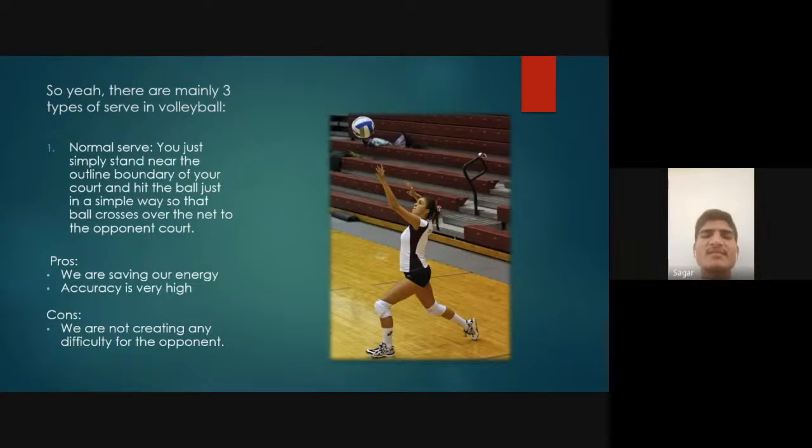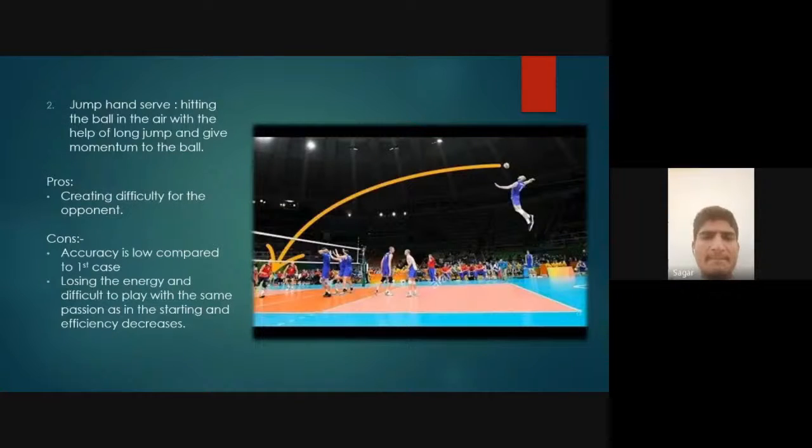The pro in this case is that we are saving our energy because we are just standing, and the accuracy is very high because we are not jumping. So accuracy is high because the ball is in our control. And the con in this case is that we are not creating any difficulty for the opponent. This point is very important because everyone wants to win. So if we want to win, we have to create some difficulty for the opponent to take the pass. So yeah, we'll see how we can create the difficulty in the next slides. Yeah, next slide please.